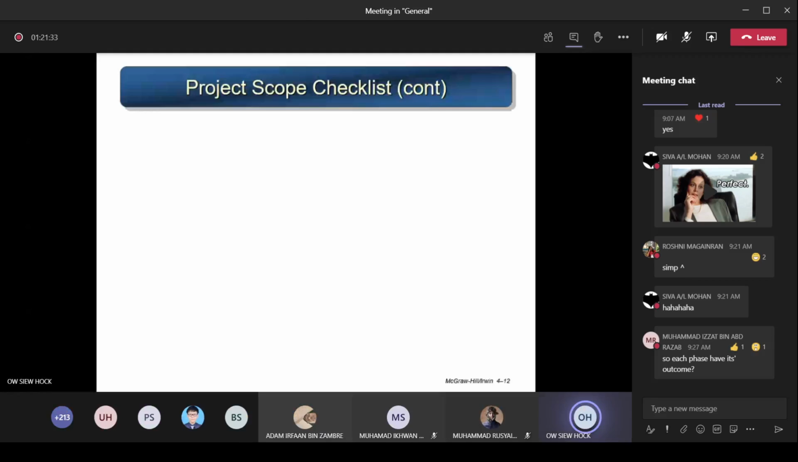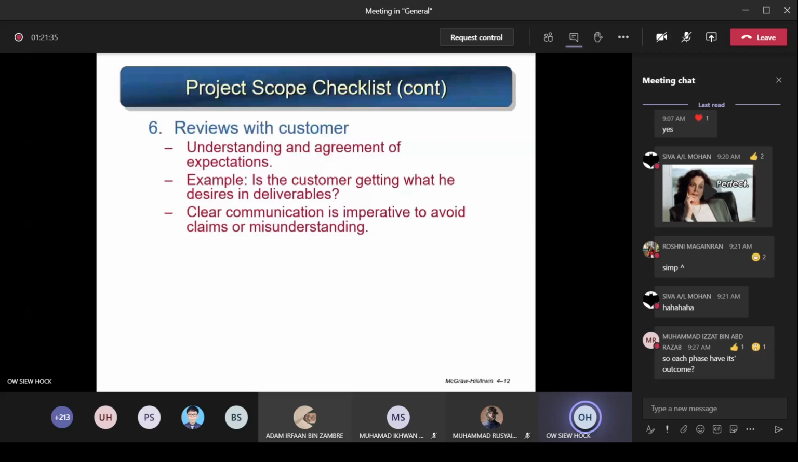Okay, let's continue. So next one will be number 6, the review with the customer. After you define all this, the objective statement, deliverables, everything, and the limits, exclusions, then you have to review with the customer. So the purpose will be understanding and agreement of expectation. So they know what you're going to give me, but limited to what extent, you see.